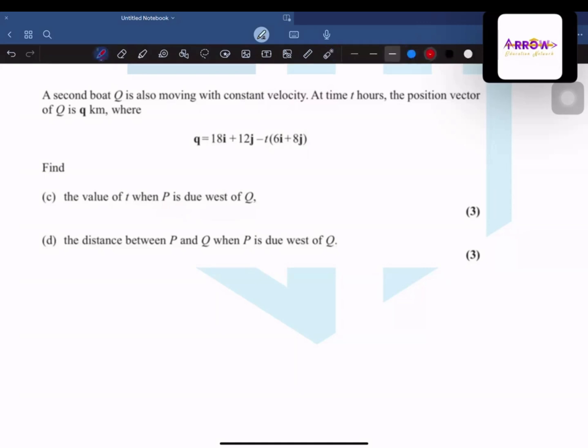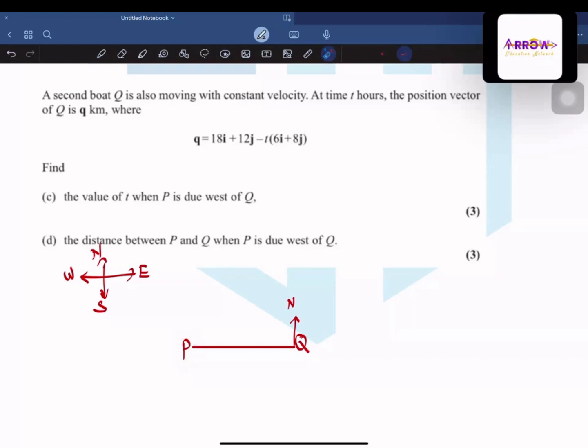Due west of Q means that if boat Q is over here, boat P is basically horizontally towards the left, due west. Since you know the compass, north, south, east, and west, east is on the right and west is on the left. So if you make a north at boat Q, boat P is basically due west of boat Q.